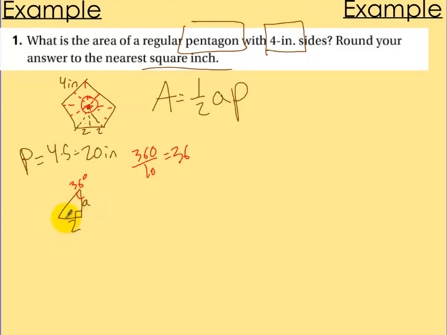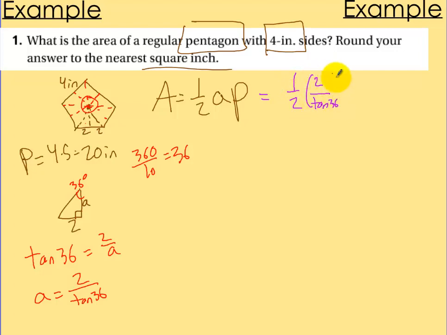I don't need to know this other angle, I just need this information so I can make a trigonometric ratio. The tangent of 36 is going to equal 2 over a. Therefore, your a is going to be 2 over the tangent of 36. So I'll write my new formula and plug those in for my area. 1/2 times 2 over the tangent of 36 times p, which is 20. So those 2's cancel out, and I'm left with 20 over the tangent of 36.